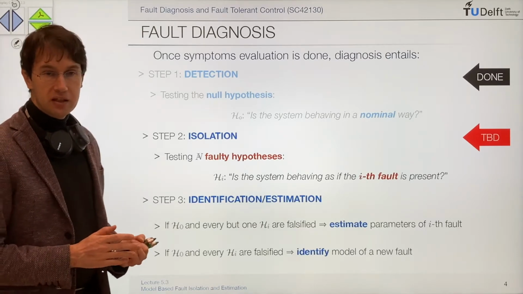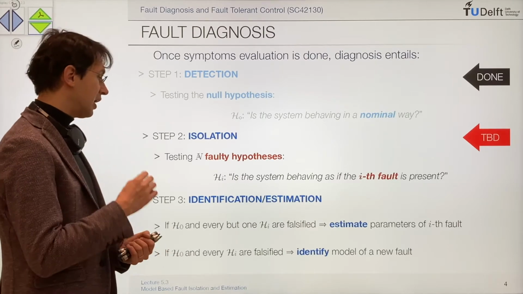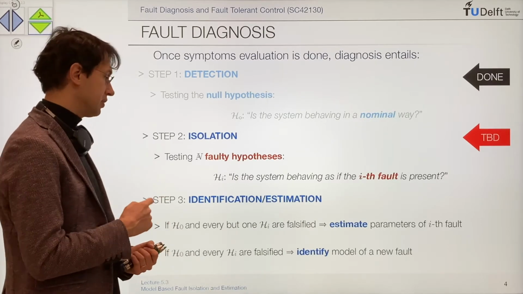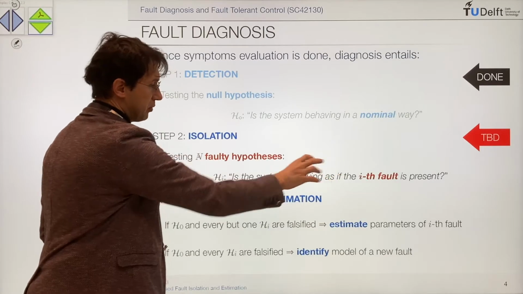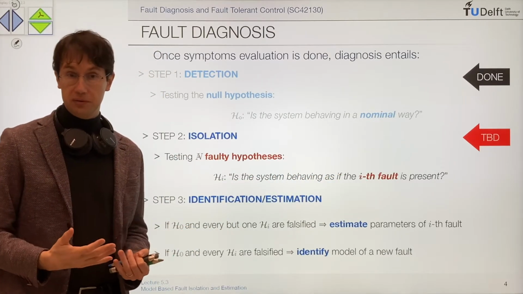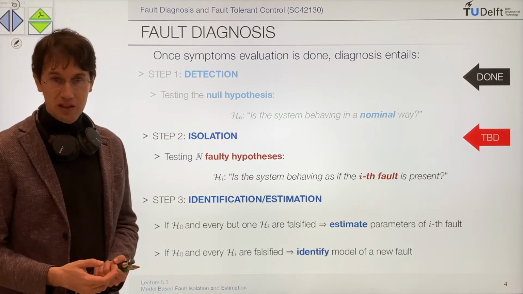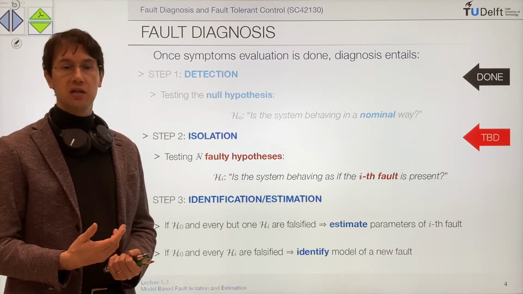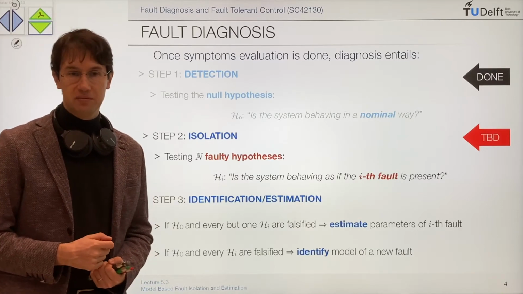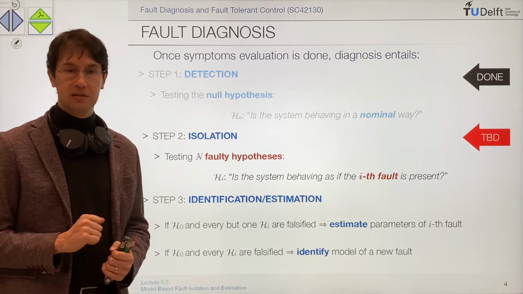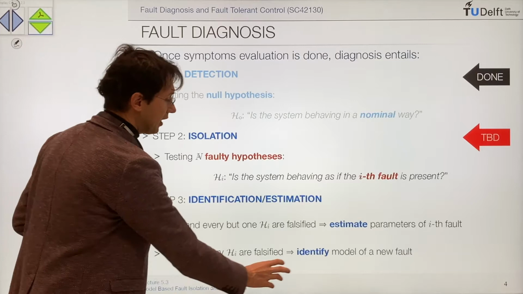There could also be the situation where the symptoms that you see are not matching any of the faults that you know, which means you can end up in the situation where you falsify all these hypotheses, but still you know that you have a fault. The thing that you can conclude from this is that you have a fault of a new type, which was previously unknown to you. And when this happens, you want to identify a model of that, because you want to add that model to your knowledge base. So at this point, you have yet another problem, that is to identify a new model of a fault.